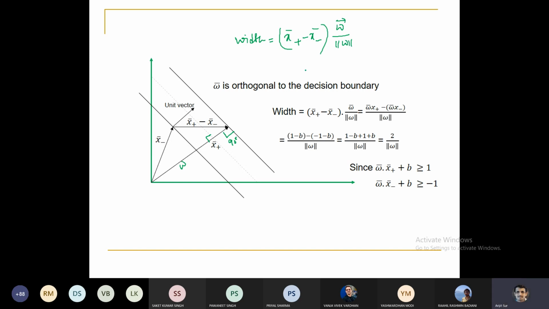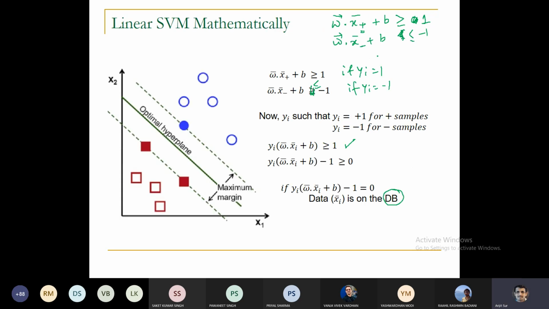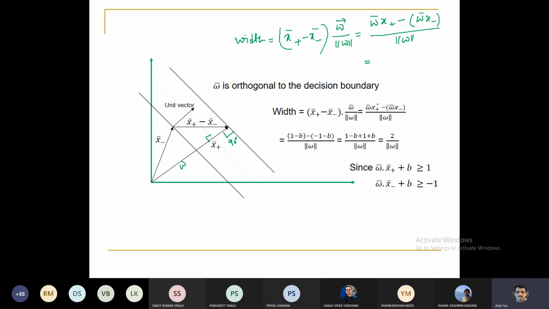Now, if we just add it, then it is w x plus minus w x minus, divided by the norm of w. Now, what is w x plus? We have formulated it before. If you put w x plus, it is 1 minus b, minus (minus 1 minus b), divided by the norm of w. So 1 minus b plus 1 plus b, the b's cancel out, so it is 2 by the norm of w.